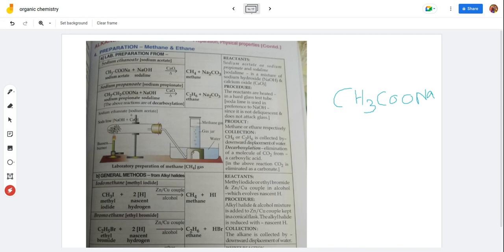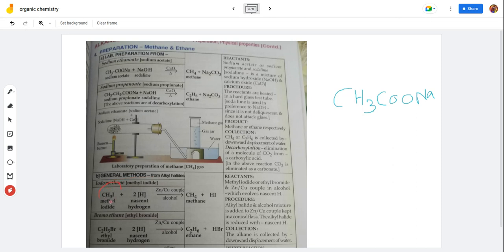The reactant used is soda lime. Soda lime is the mixture of sodium hydroxide and calcium oxide. We are using the mixture soda lime because sodium hydroxide is a deliquescent substance. Deliquescent substance means it will convert into a saturated solution. So this is the information you have to know, and you have to know the names of sodium acetate and sodium propionate also.